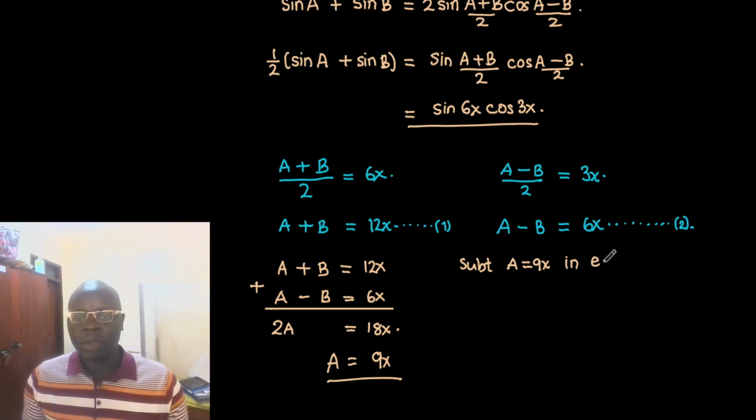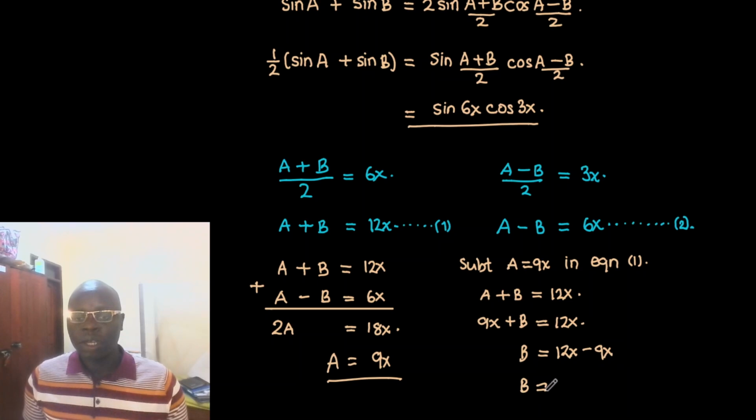You can also substitute in equation number 2, you still get the same result. So here, let's take equation number 1, which is a plus b equals 12x. So our a is 9x plus our b equals 12x. Now we can collect like terms by taking 9x to the right hand side, and it becomes 12x minus 9x. So when we subtract 9 from 12, we get 3x.